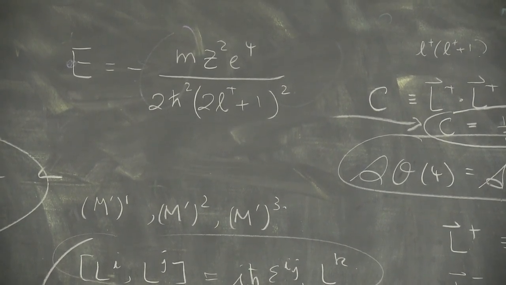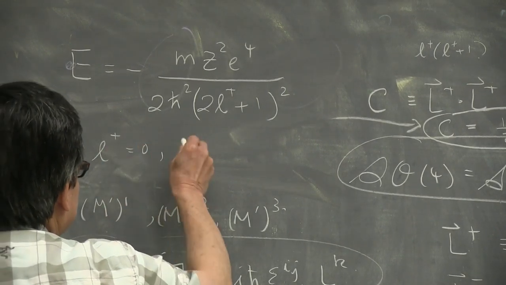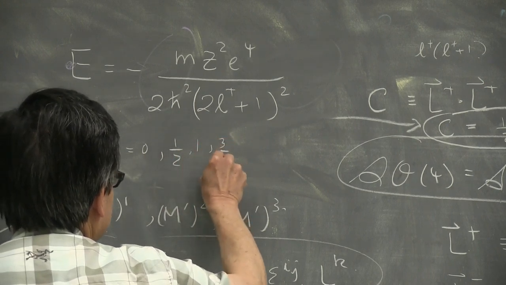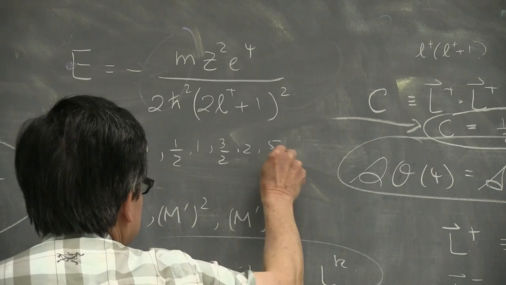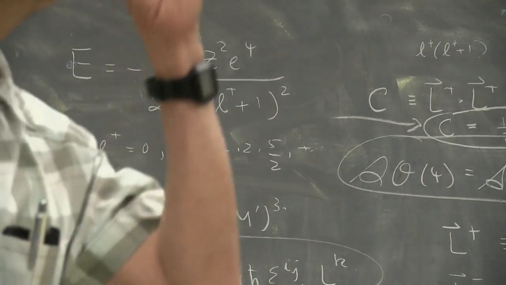We're up to this point. L plus can assume any of these values: 0, 1/2, 1, 3/2, 2, 5/2, and so on and so forth. So, yeah? I'm pretty sure of this, though I haven't taken quantum mechanics yet.